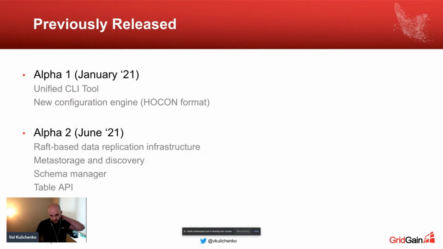The schema manager was also introduced in its first version, its first reincarnation. Again, this is something that allows to create tables and maintain this mapping between tables and schemas. And also the first version of the table API, which is basically the API for data access. It allows you to write the data and read the data back.